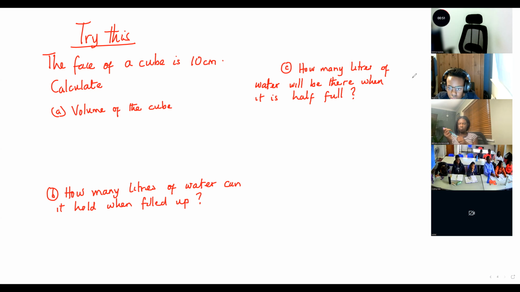It says how many liters of water can it hold when filled up? That we're looking for the capacity. So divide by 1,000. 1,000 divided by 1,000, so 1 liter.